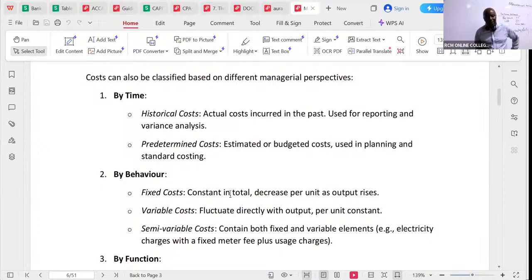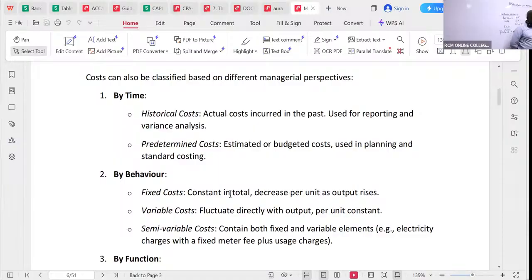Behavioral classification, we have fixed costs. They behave in a funny way. The goods produced are increasing by the day, but fixed costs are ever constant. That's a funny behavior. So fixed costs are constant in total. Leave alone that they decrease, they are constant in total. Always it's constant. That is fixed cost.